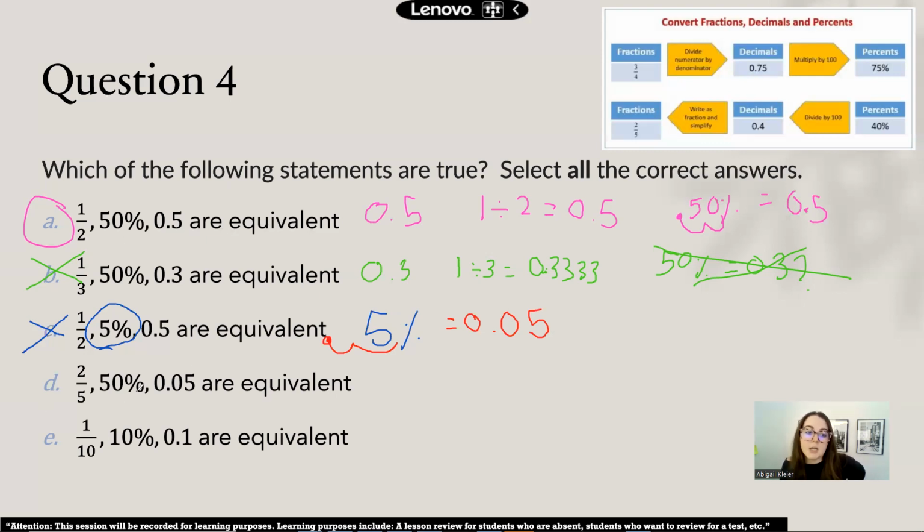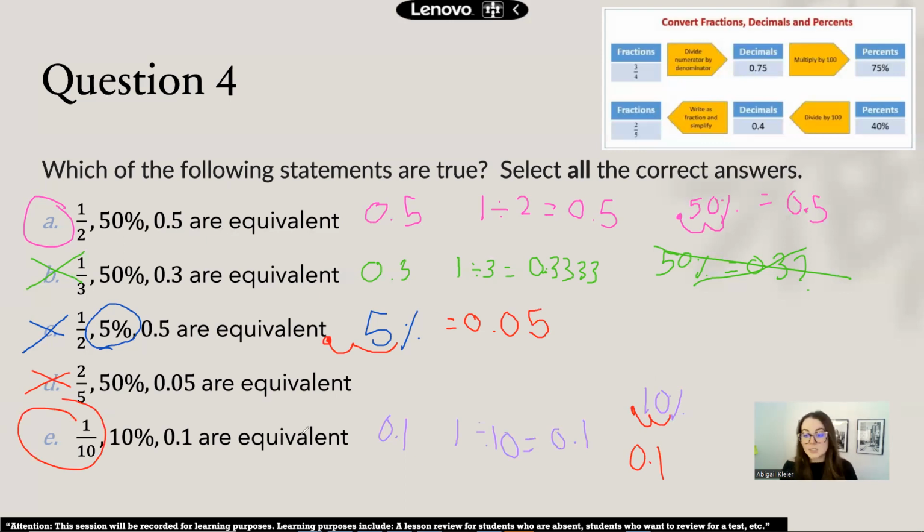Let's look at D. Again, we can see that 50% and 0.5 are not equivalent. And so let's look at our last one, E. Again, starting with 0.1 as our baseline. 1 divided by 10 is 0.1. So far, so good. And then finally, we have 10%. Convert that to a decimal. 1, 2, plot the point, and that is equal to 0.1. So our correct answers here are A and E.